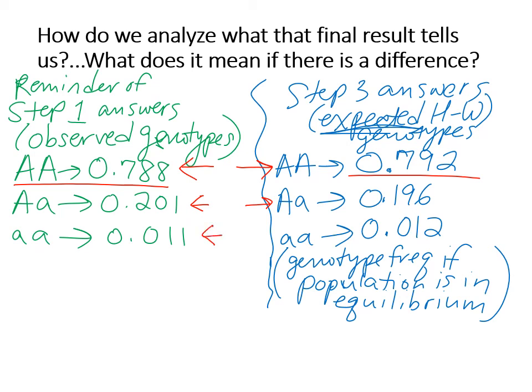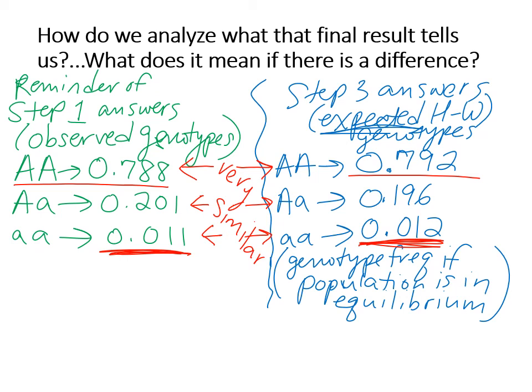Observed 0.01, what do you notice here? Hardy-Weinberg equilibrium expected is 0.012. So when you compare those two numbers, they're all very similar.